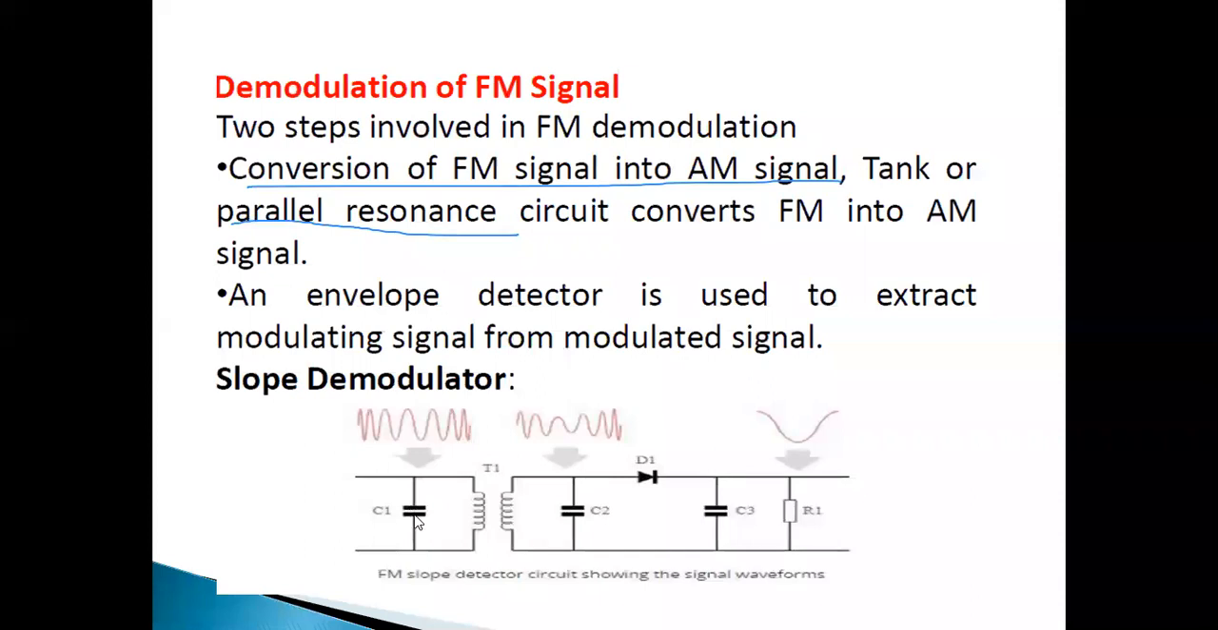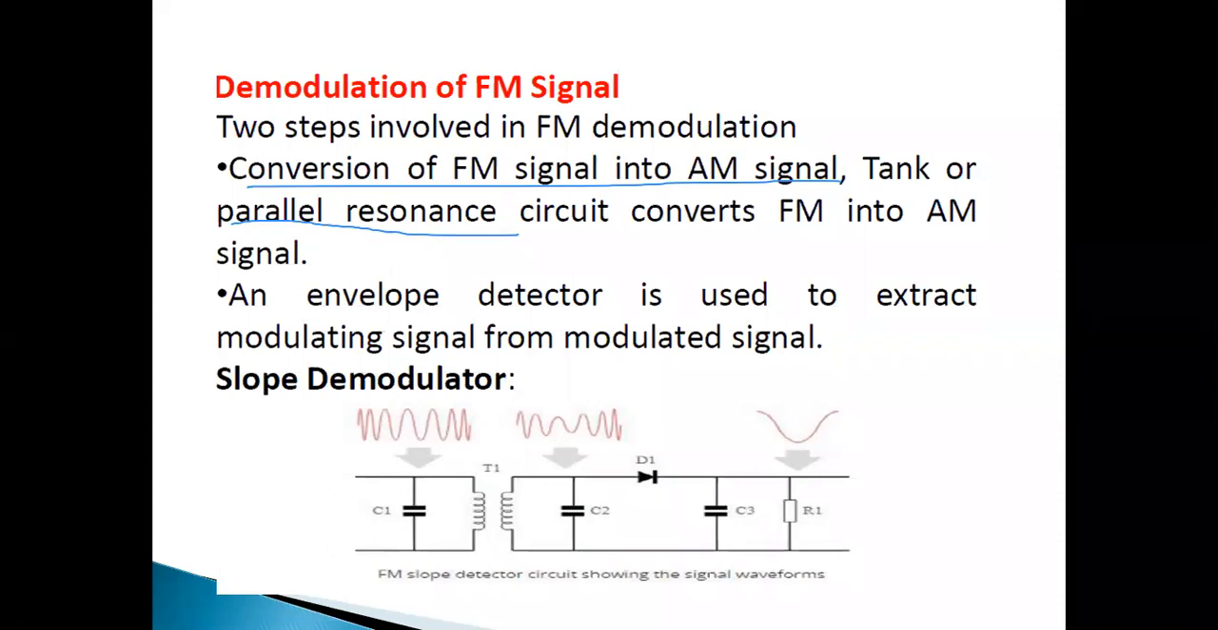What is the need? We need to convert FM into AM for the purpose of detection of the FM signal. So that is the first point under the detection of the FM signal: the process of converting the FM into AM is done by a parallel resonant circuit. The reason for conversion is for the purpose of detecting the FM signal.